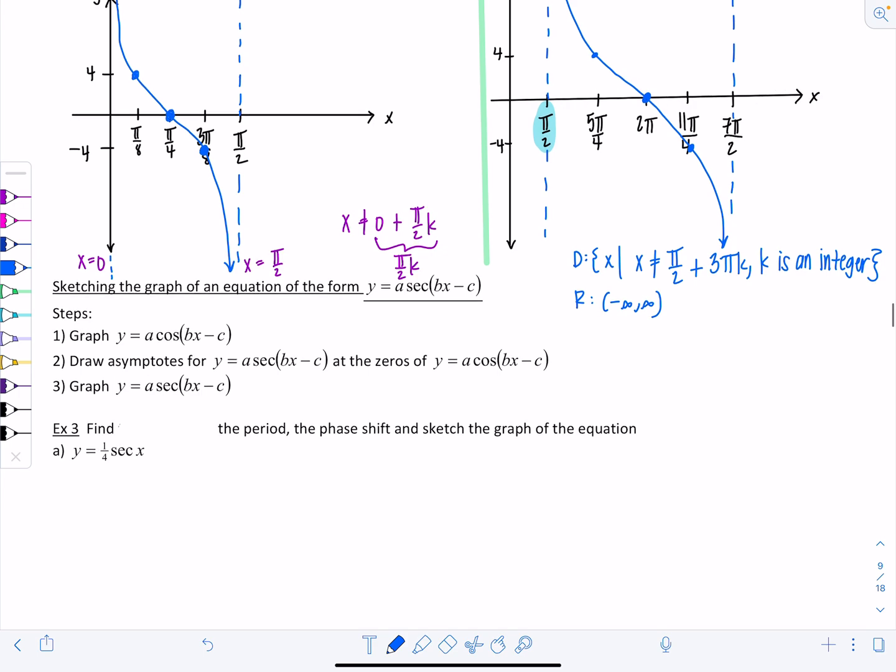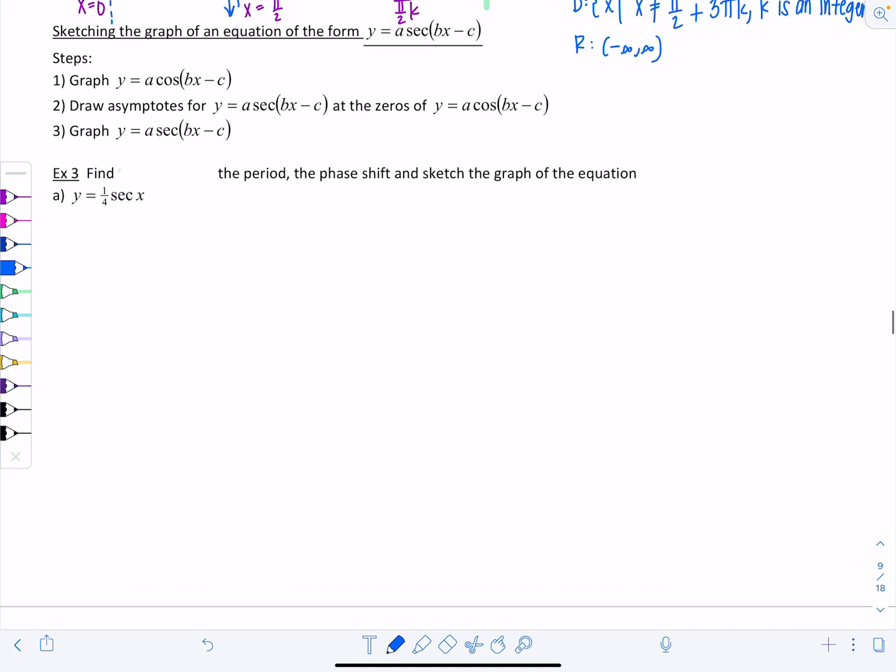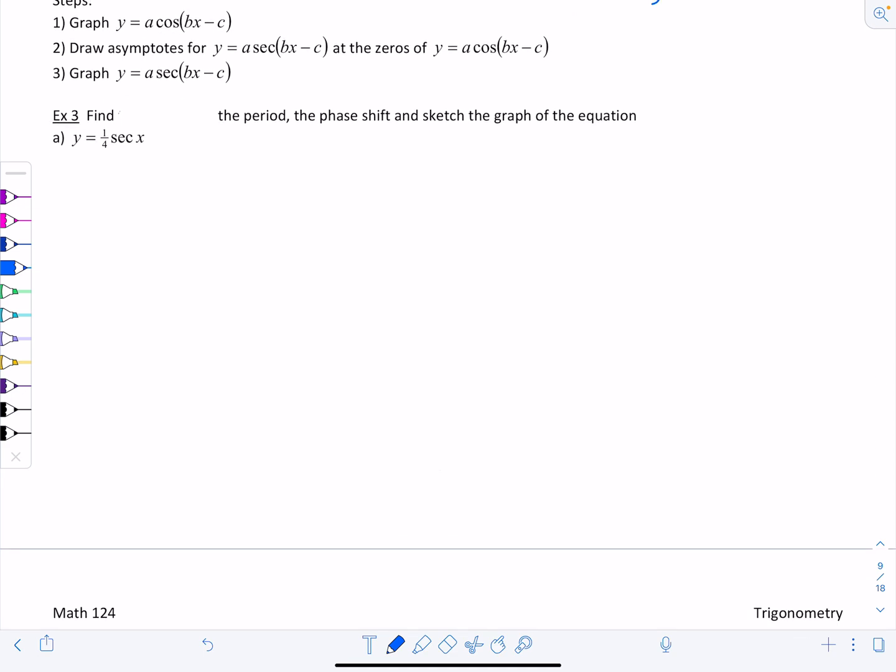So find the period, the phase shift, and sketch the graph of the equation. If you have my old unedited notes, it might say amplitude, and shame, there's no amplitude for these graphs, okay? All right, so we're going to graph 1/4 secant x. First, I want you to think of just graphing 1/4 cosine of x, okay? So the period is just plain old 2 pi, and the step is going to be pi over 2. Now the cosine's graph, the amplitude is going to be 1/4, okay? But for secant, there is no amplitude.